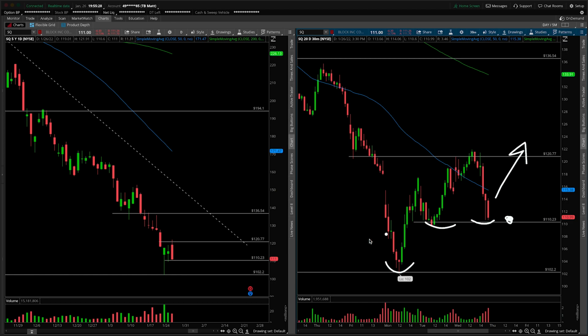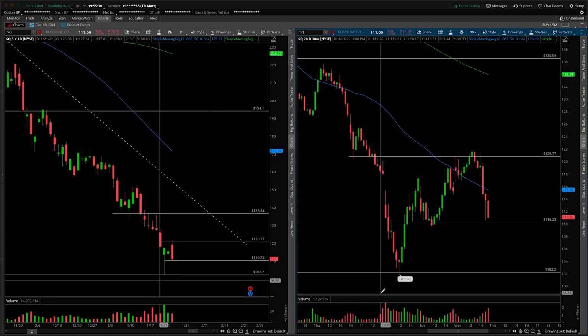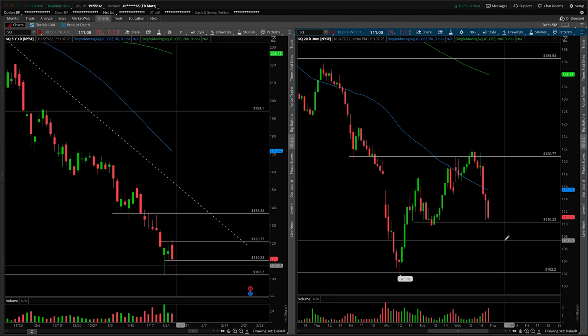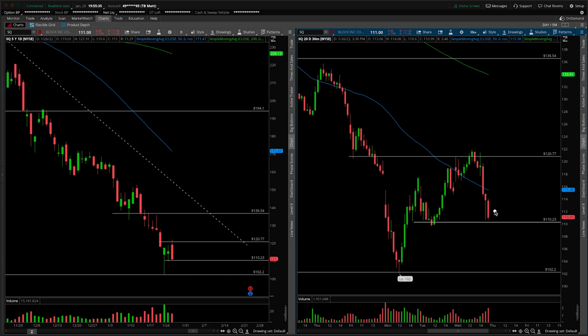Hopefully we've hit home the point that this chart is overwhelmingly bearish. There are some very particular things that need to happen for you to become bullish on the chart, specifically that higher high up and over 120.77. Without that, any subsequent tests of 110.23, not looking so good inside of Square.